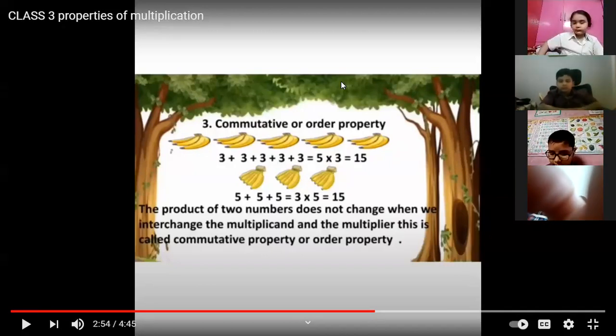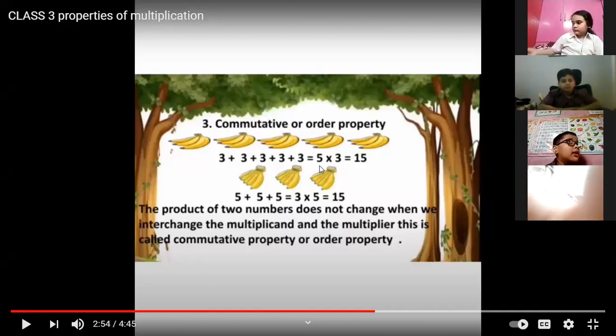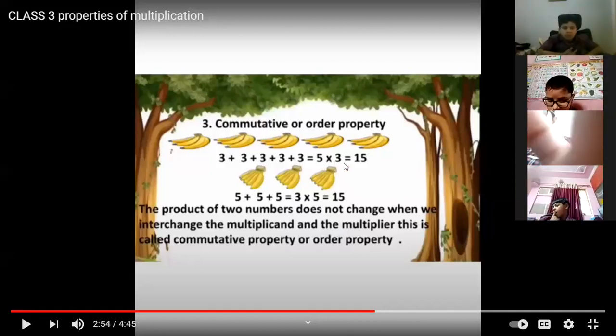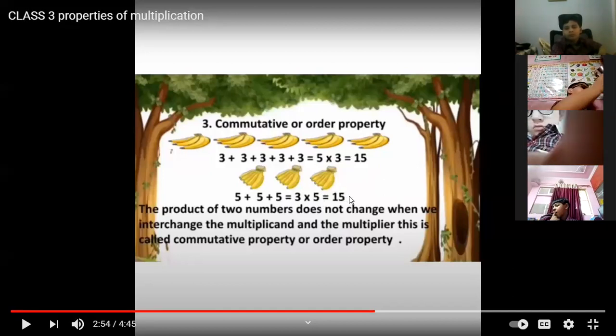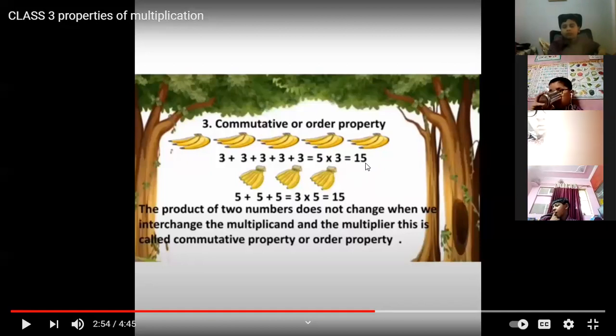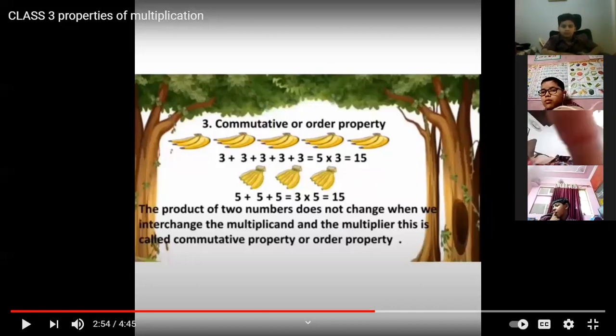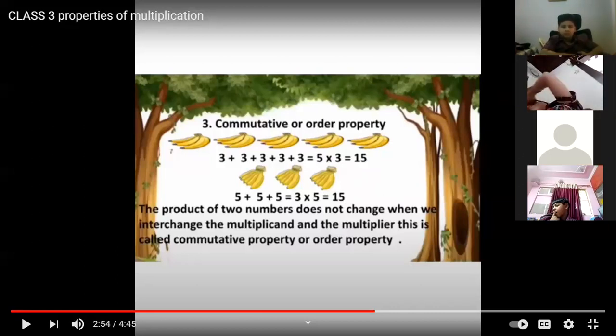So suppose in the first example, what is given? 5 multiplied by 3. Your answer will be 15. But this time we have changed the order, which means 3 will come first and 5 will come later. So 3 multiplied by 5, still your answer will be 15. Yes or no? It means in both cases we first multiplied 5 by 3, and then we did 3 multiplied by 5. This is called changing the order.